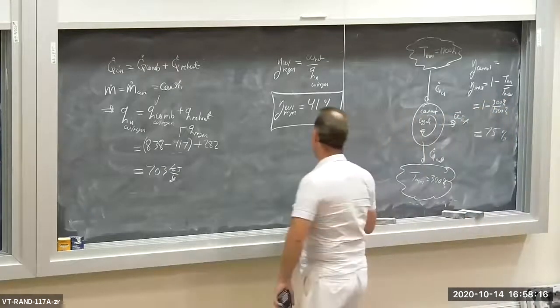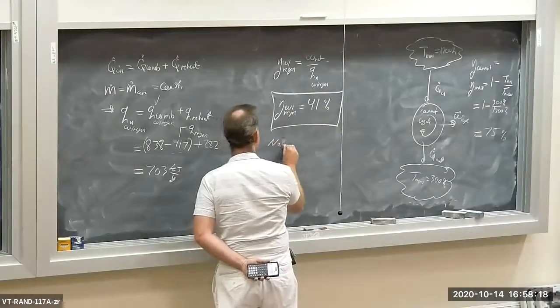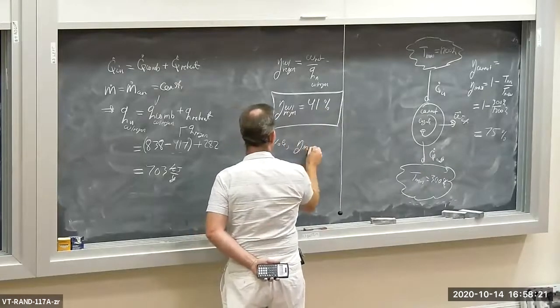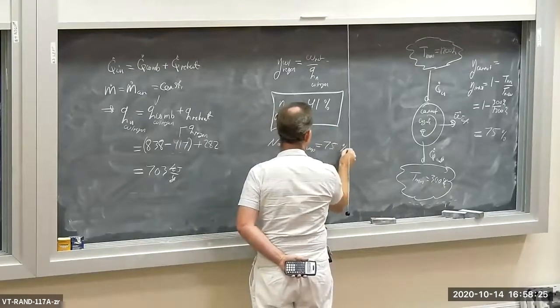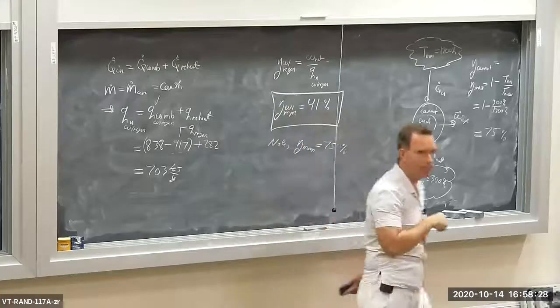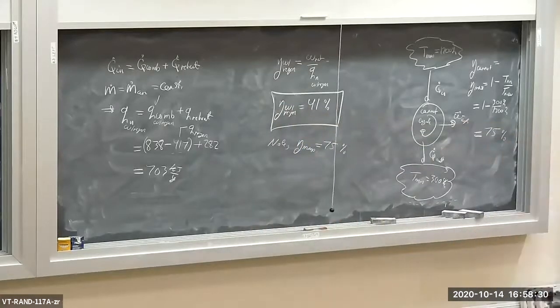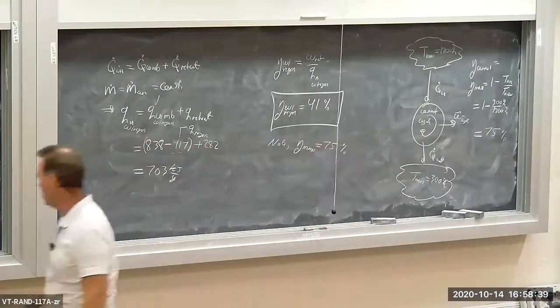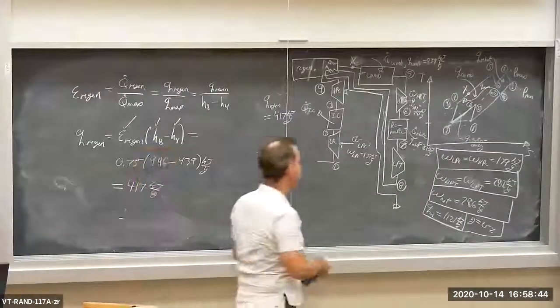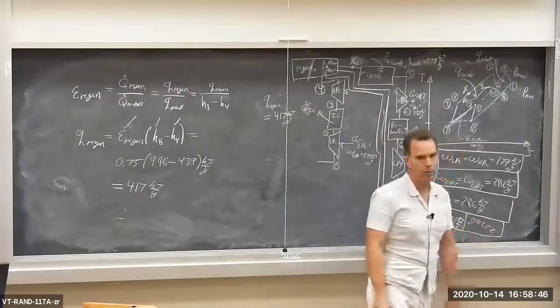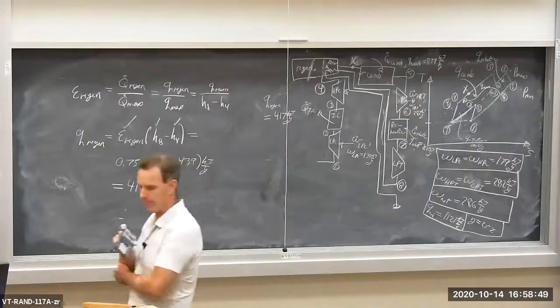So the Carnot cycle, eta max, or eta Carnot, is 75%, operating between the same two temperature limits. Well, we get closer with regeneration, 41% versus 75%. Without regeneration, recycling some of the waste heat, 25%. That's pretty lousy, okay?